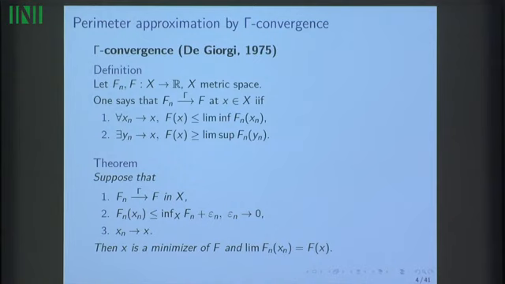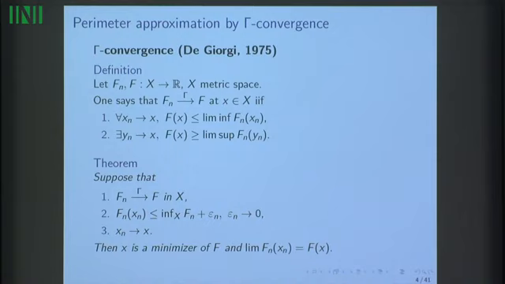So what I want to do, in a more general framework, is minimize the functional F. I approximate it by a sequence Fn of functionals on a metric space, and I want basically the minimizers of Fn to converge to the minimizers of F. So the notion for that is the Gamma-convergence, which is defined in this way.